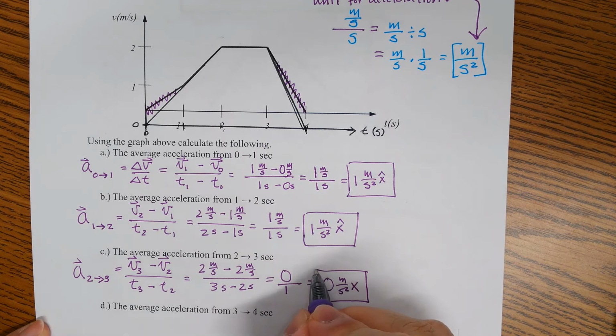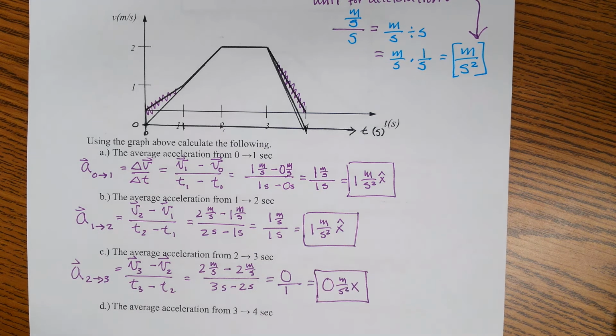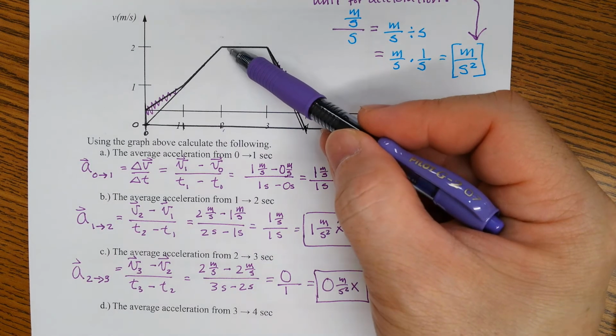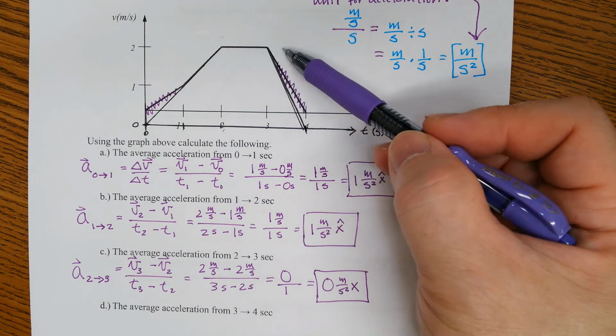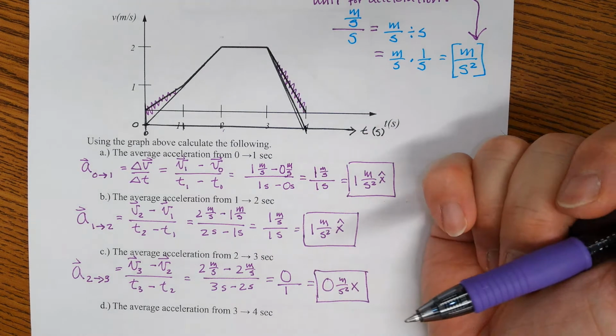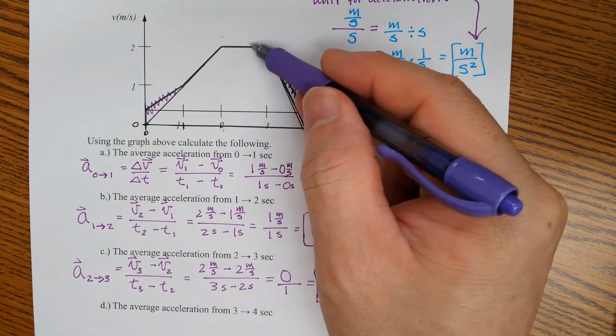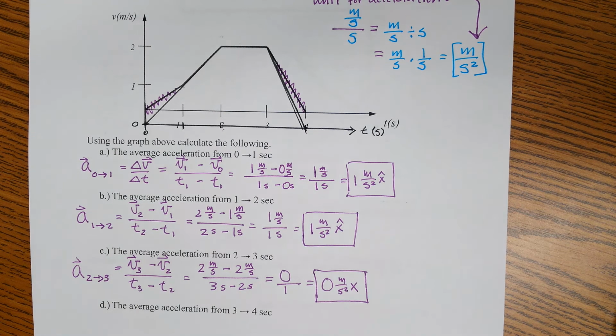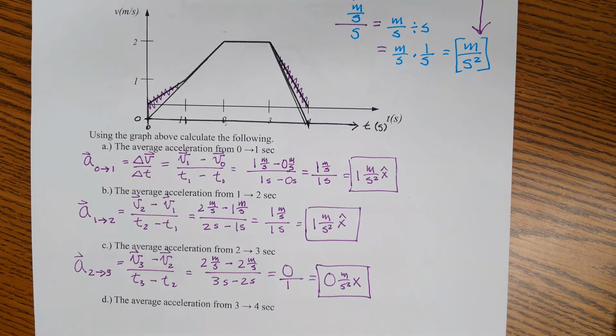Does that mean it wasn't moving? Well, my velocity is positive 2 meters per second between 2 to 3 seconds. So it is definitely moving at 2 meters per second at constant velocity. Therefore, there's no acceleration. But it is moving in the positive direction at 2 meters per second.